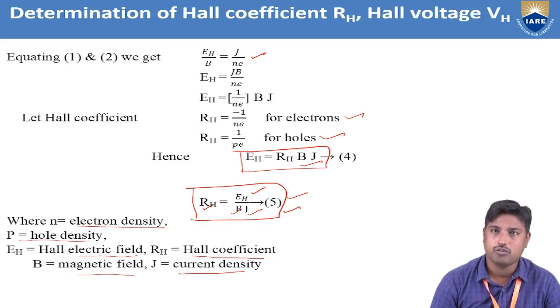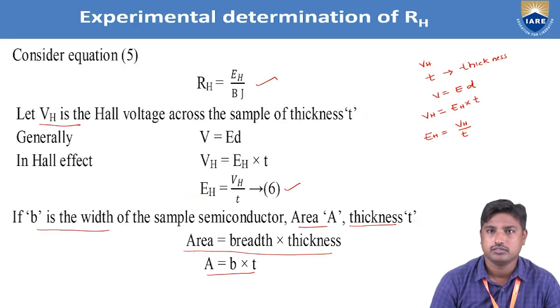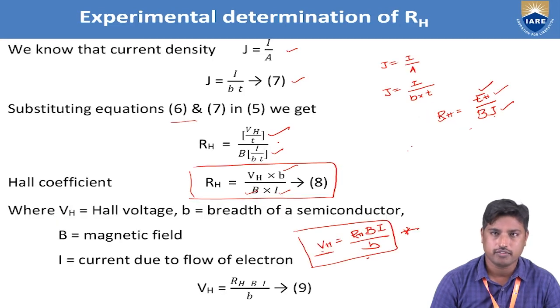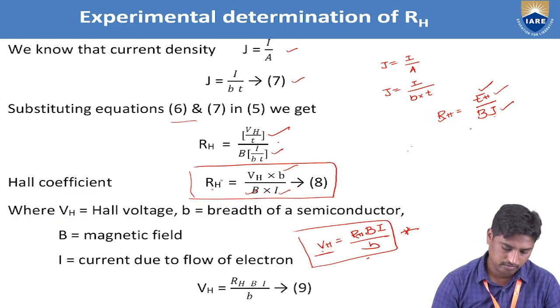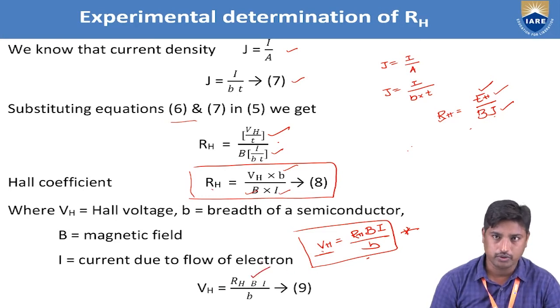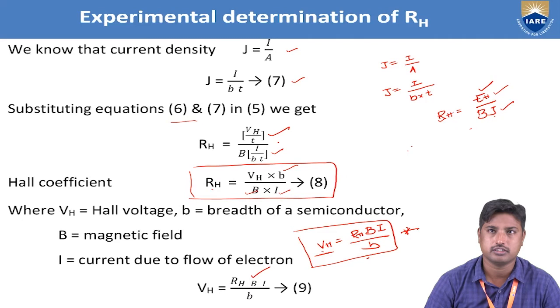So to find the Hall voltage, we are taking the thickness of the sample and the area of the sample also. Using that, we are finding the equation VH equals RH into B into I by b. And this is total about the Hall effect.